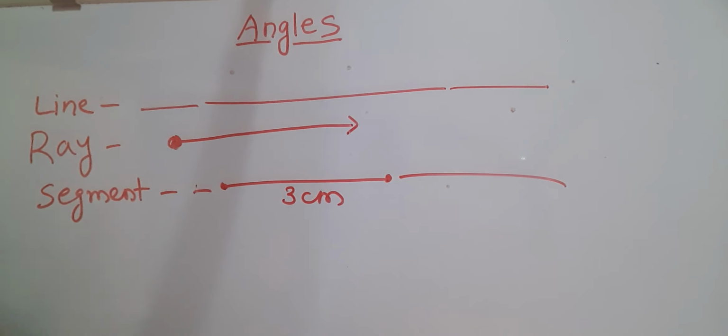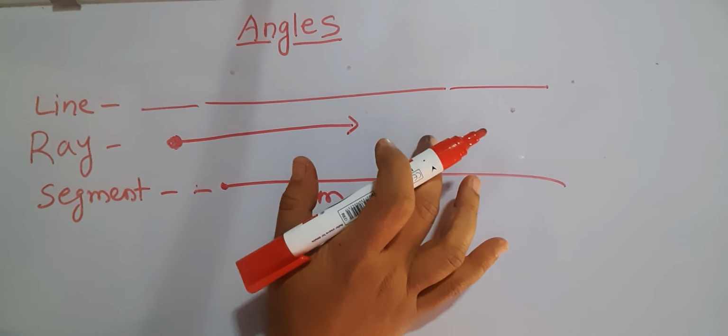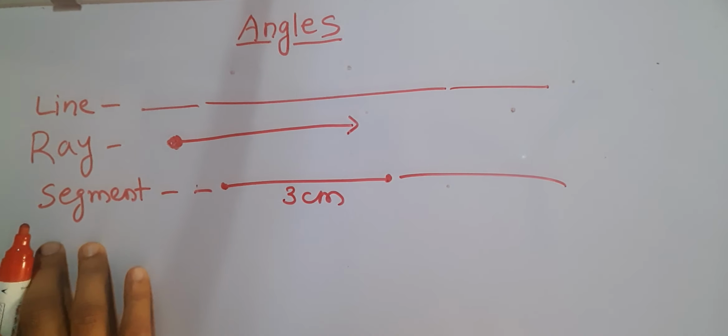So a line can be extended from any side, from both the sides. A ray starts from a fixed point and it can be extended only from one side. And a segment has a fixed length, so it cannot be extended from any side. Okay, now let's understand the types of line.